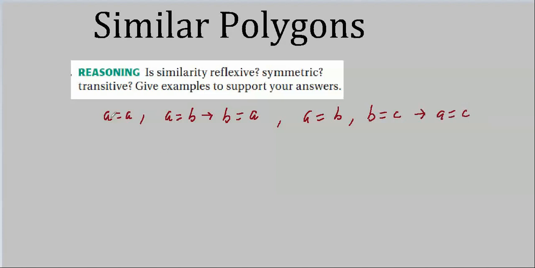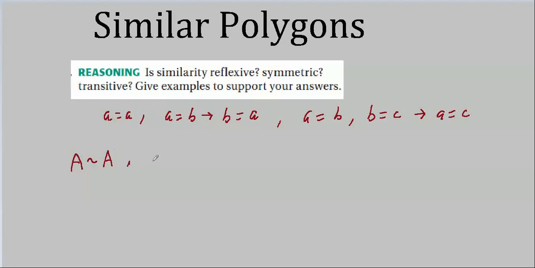Well, let's start with a polygon A. Would it be similar to itself? Yes. Why? Well, we already showed that congruent figures are similar. The similarity ratio is just 1. It's 1 to 1. And we know that a geometric object is always congruent to itself, and therefore it is also similar to itself. That one's real easy.